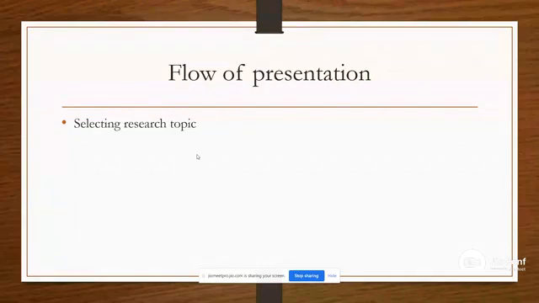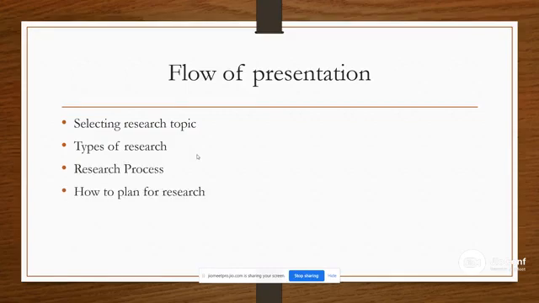Selecting a research topic, that is what we will talk about. Then basic types of research, because you should be aware of what types of research are available. Research process, and how to plan for the research. How will you plan your research? We will talk about very simple topics, but it will cover everything.